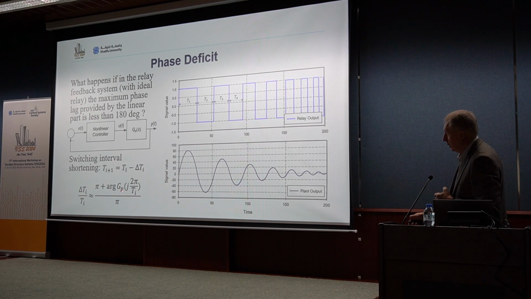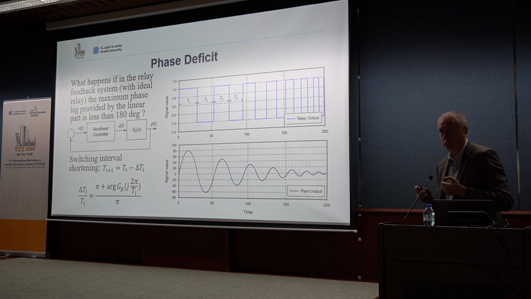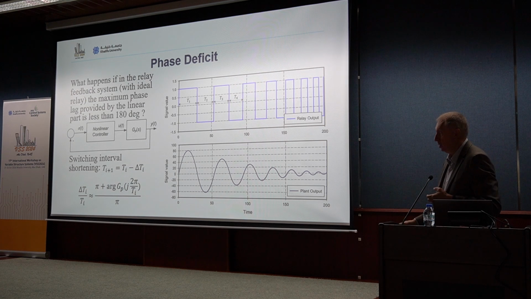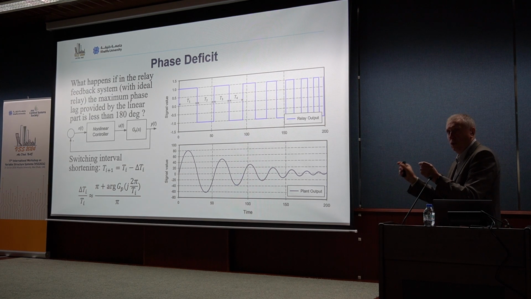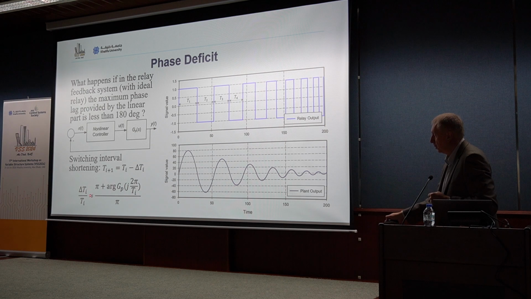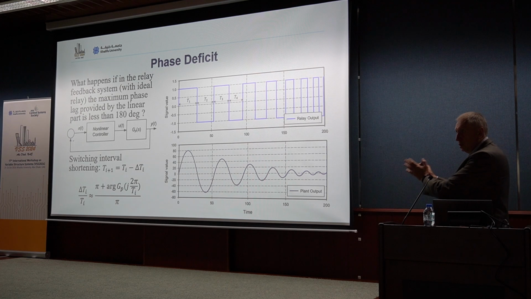And basically this value in the numerator is the phase deficit in this case. This is the phase deficit. So this is 180 degrees, and this is the phase of the plant, which I assumed, let's say, to be 170 or negative 170. That's why we have here 10 degrees, which we divide by 180 degrees, and this would be the ratio of the increment or decrement of the period to the period value itself in each next switching.